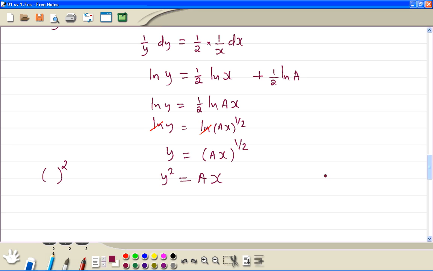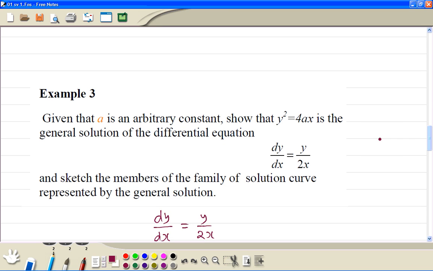A is just a number, we can have instead of a, 4a. So then we have a solution, y squared is equal to 4ax. That's what was required, y squared equal to 4ax.